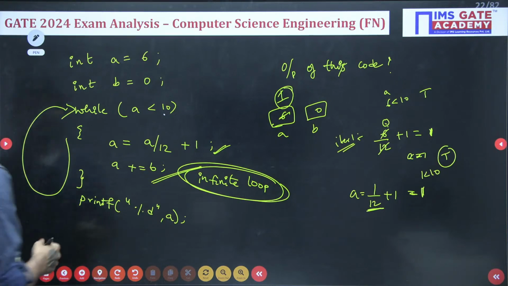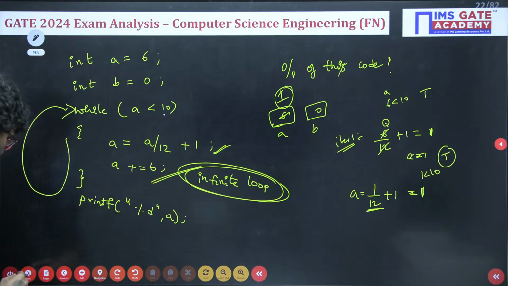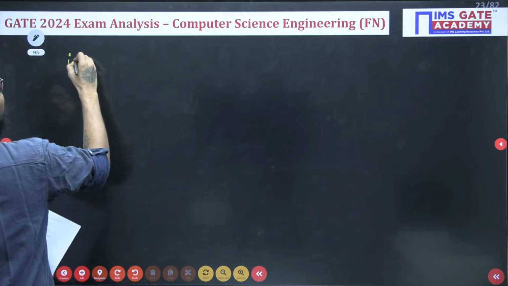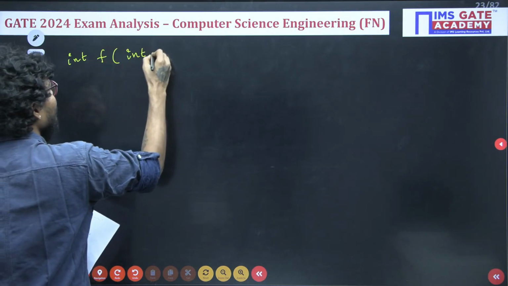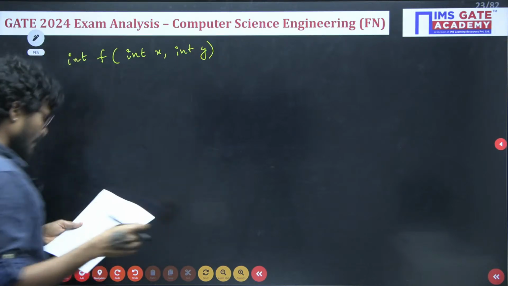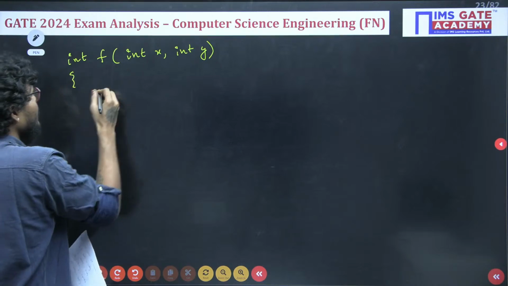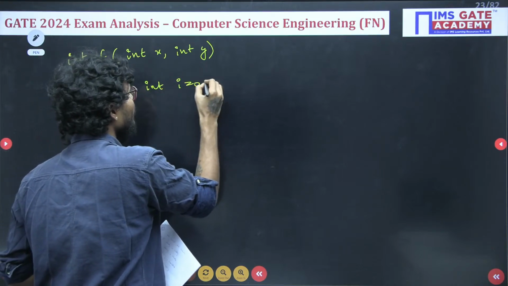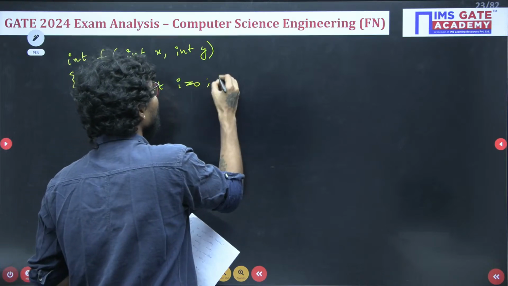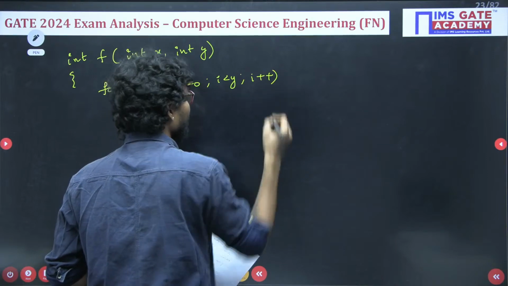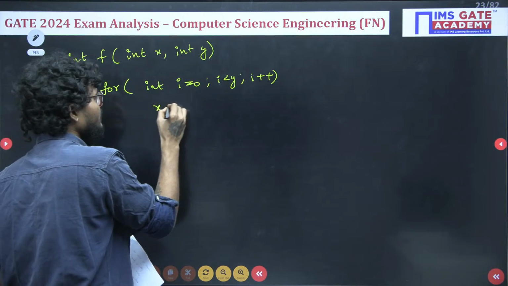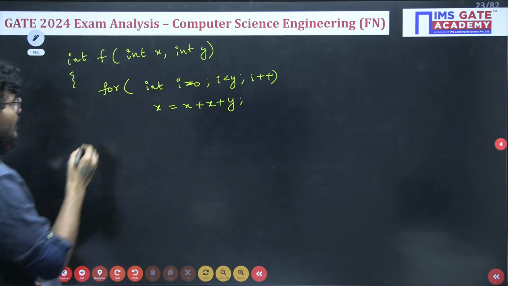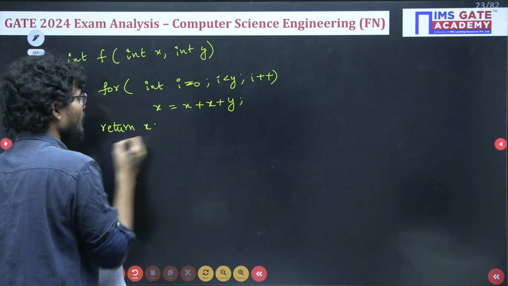Let us see one more question from C programming. We are given this function int f, which takes two arguments, int x comma int y, and in this function we have a for loop which iterates from 0 till y, and each time you are assigning x plus y to x. At the end you are returning the x value.